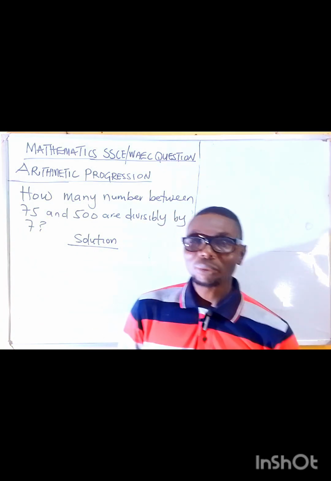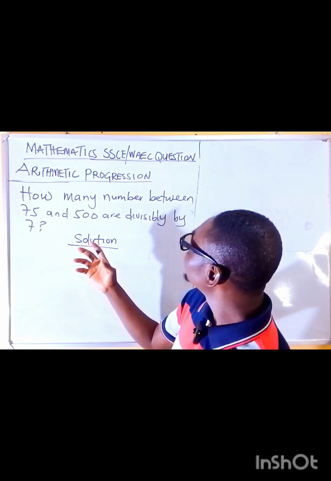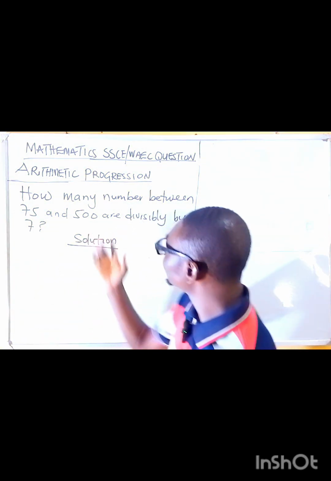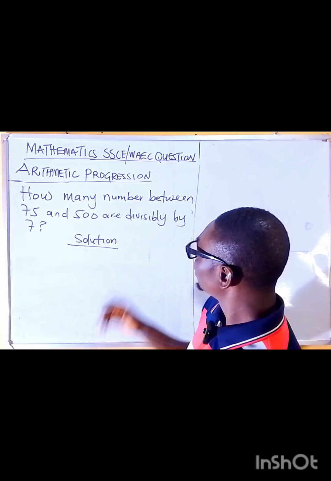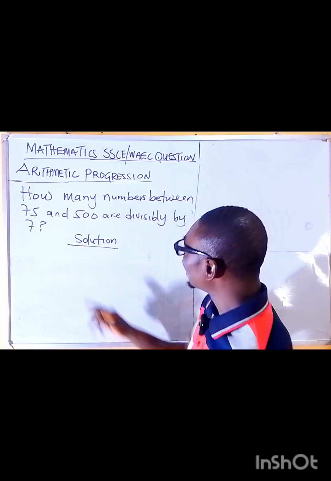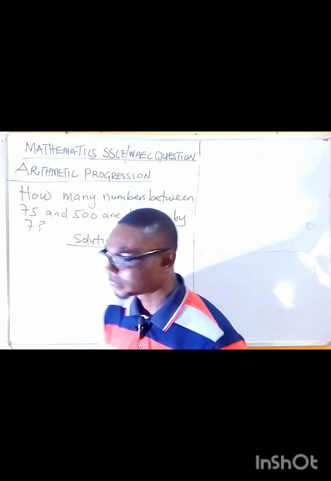Hi everyone. Today we are going to look at arithmetic progression. I have a question for you here. How many numbers between 75 and 500 are divisible by 7?